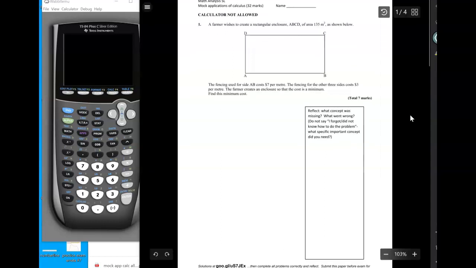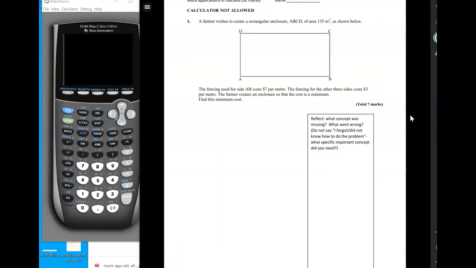Okay, this is a solution for the mock for applications of calculus. First problem is an optimization problem, not allowed to use the calculator. A farmer wishes to create a rectangular enclosure ABCD of area 135 meters squared as shown below.